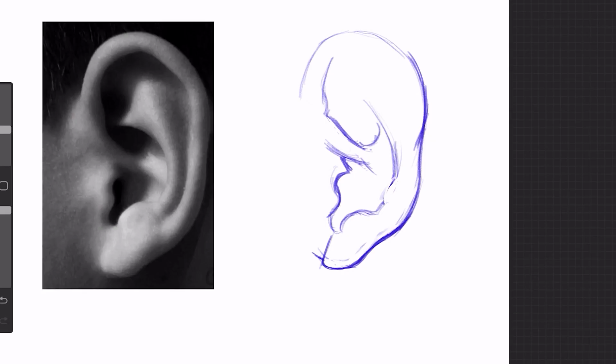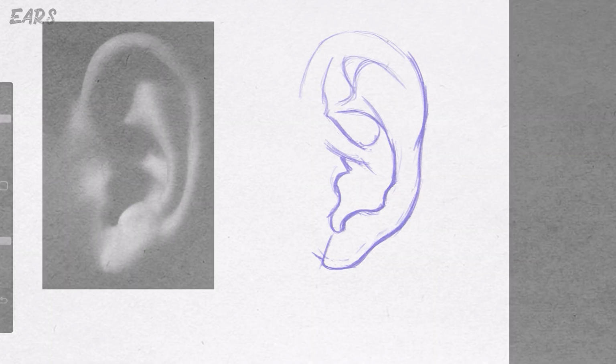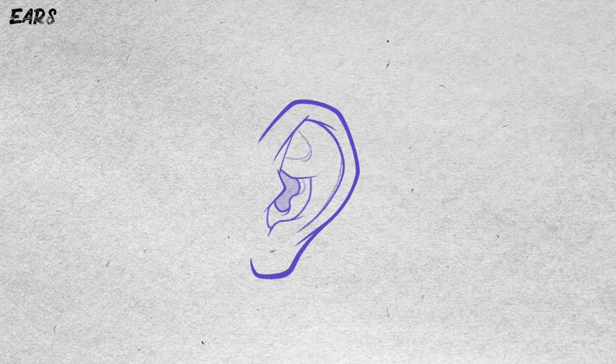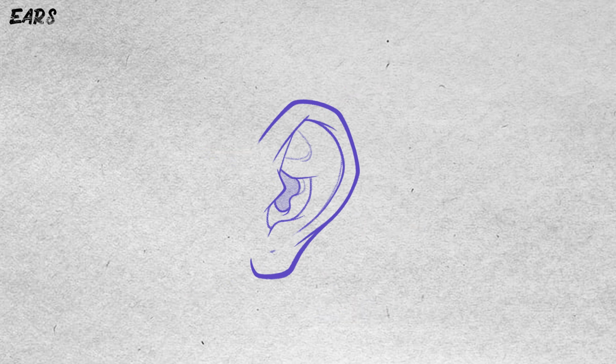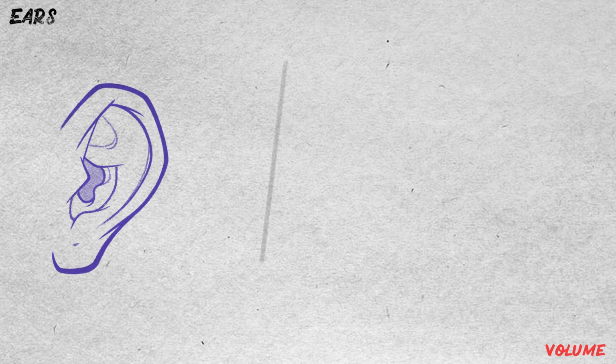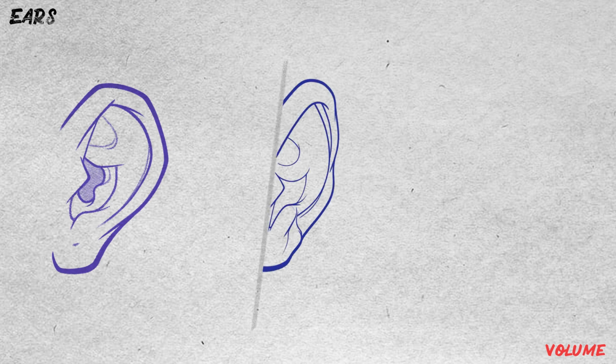In order to make drawing the inner sections of the ear easier, we can start by studying the anatomy of our own ears. The parts of the ear consist of the helix, the antihelix, the entrance to the ear canal, the earlobe, and the triangular part known as the tragus. The ears are attached onto the head just behind the jawbone. It follows the natural slant of that bone, which makes it appear slightly angled.